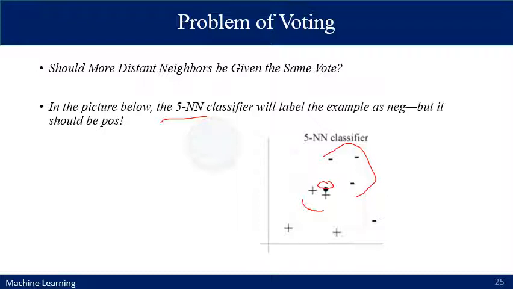So what can you do? One way is to give priority to the nearest examples: the examples which are nearer to the predictable example have more power to vote, or more weight in the outcome of the prediction.